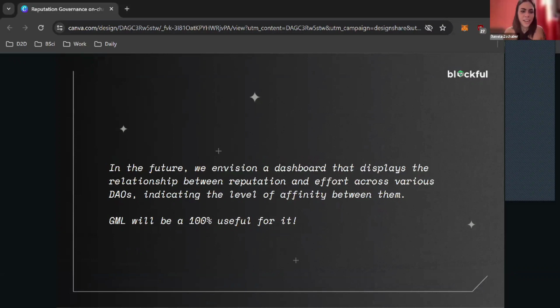Yeah, so in the future, I envision a dashboard that displays the relationship between reputation and efforts across various DAOs, indicating the level of affinity between them. And GML will be 100% useful for it. So DAOs can use the library to see what we are building, to connect with different governance models, and to add new stuff. And I can see a dashboard of reputation affinity. So we're not blockchain related, but I trust in you in some way. I trust in what you consider reputation. I saw that you use GML. I saw your data there. So that's why we are also aggregating. We are doing basically what GML is doing, that is aggregate knowledge. We're aggregating reputation.